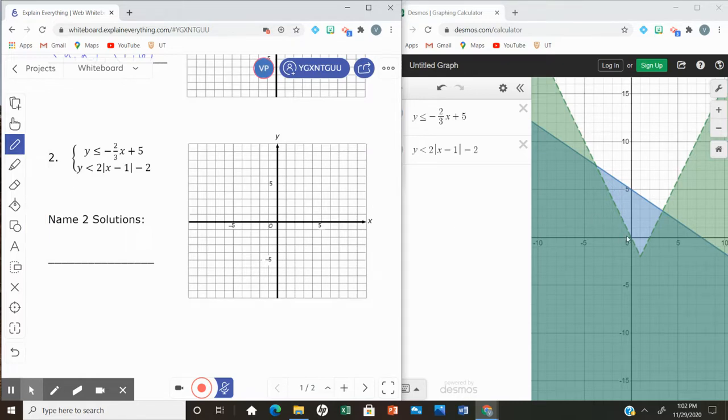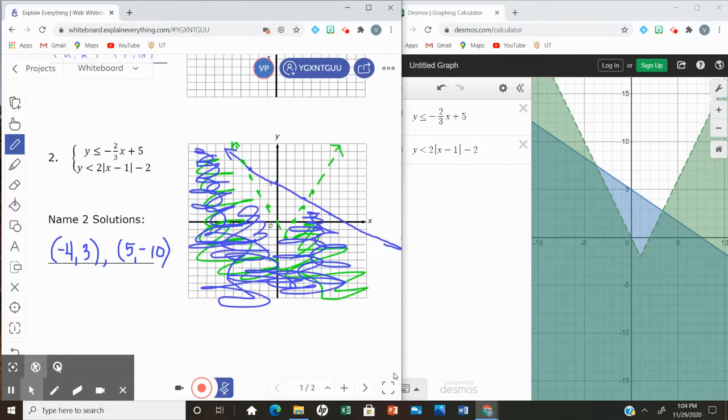I'm going to pick maybe -4, +3 sounds good. -4, +3. And I'm going to choose 5, -10. That sounds like another good one as well. All right, I'm going to go ahead and pause, and I'm going to get this graphed on the notes for you. There we go. Nice, pretty picture for you guys.